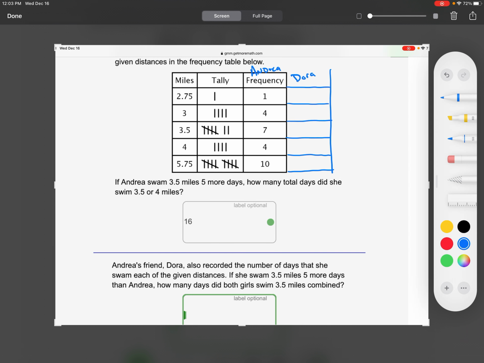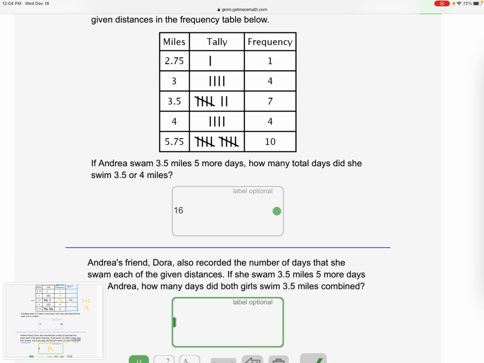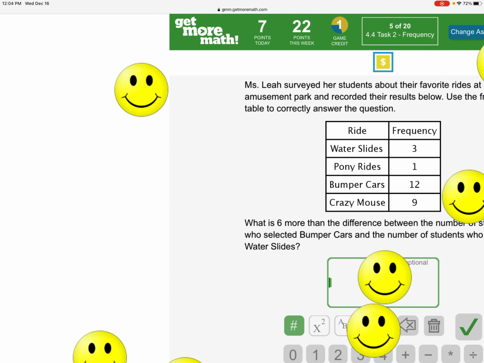If she swam 3.5 miles, so we're looking at 3.5 miles, 5 more days than Andrea, so 5 more than this, right? 7 plus 5 equals 12, so we have that in there. How many days did both girls, both means I'm going to add, swim 3.5 miles combined? Well, Andrea swam 3.5 miles 7 days, and Dora swam 12 days, so 7 plus 12 is 19. So my answer down here is going to be 19. And again, I'll go back, type in my 19, and if all goes well, I should get my raining smiley faces, and move it on.